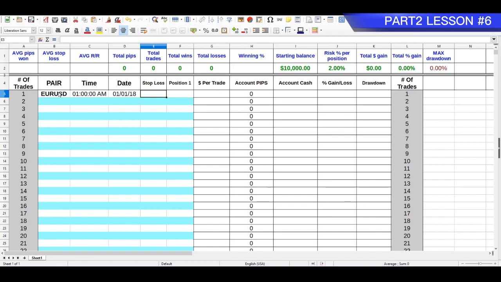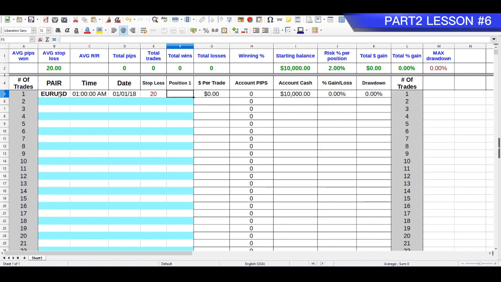So if a trade was a 20 pip win here for the euro dollar trade we're talking about in this example, the stop loss would be 20. Always do the stop loss as a positive number. What we're doing is recording the stop loss that we have for each trade as a positive number, and where it says position 1, this is your target. If you won the trade, we will do a positive 20 pips if we have a one-to-one risk reward. If you lost the trade, you'll do a negative 20 pips.